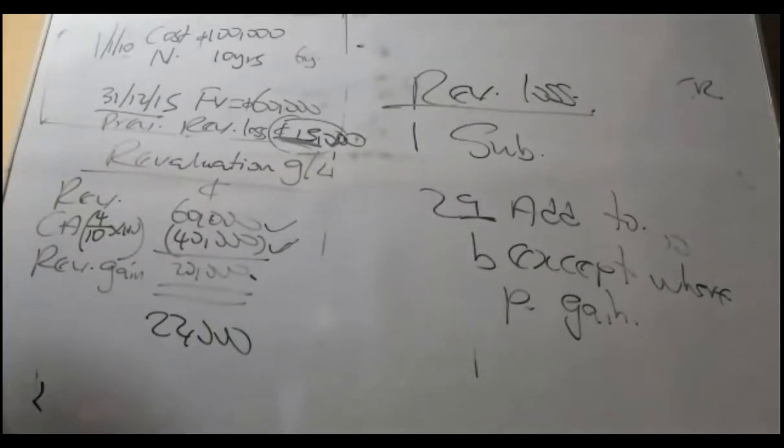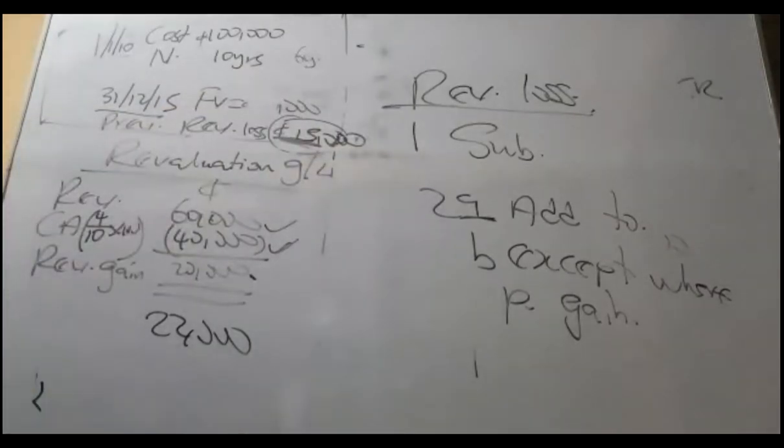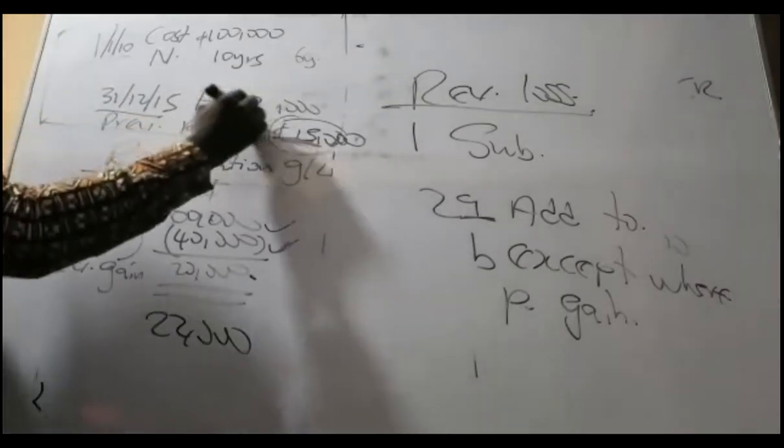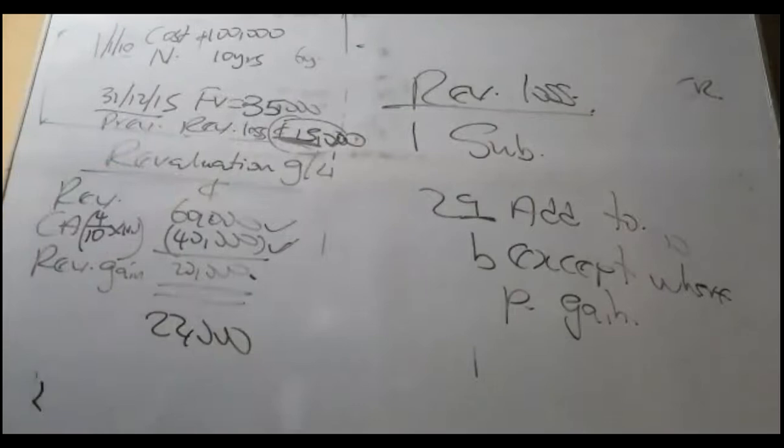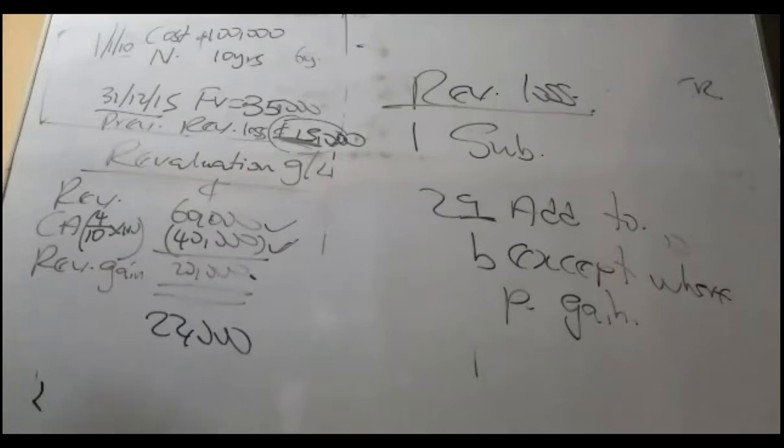Now let's come and revise our question. Let's assume that the revalued amount happens to be 35,000. So that's what I've updated in the question. All the other items remain constant. I've updated the fair value; I assume that the fair value is 35,000. How would that one be?